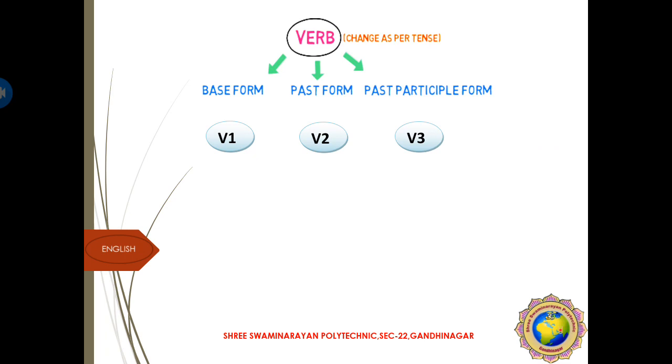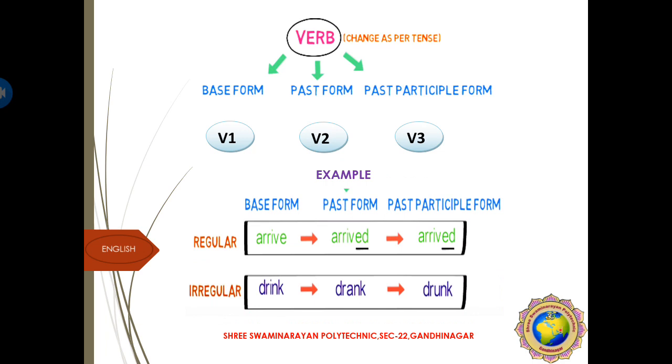Let's explain with examples what is the meaning of V1, V2, V3, or base form, past form and past participle form of the verb. Here I take the word arrive. It's the base form of the verb. So the base form is arrive. Its past form is arrived, I just add ed. And the same, arrived, is the past participle form. In the same way I take another word, drink, but its past form is drank and its past participle form is drunk. So here we have regular verbs and irregular verbs.